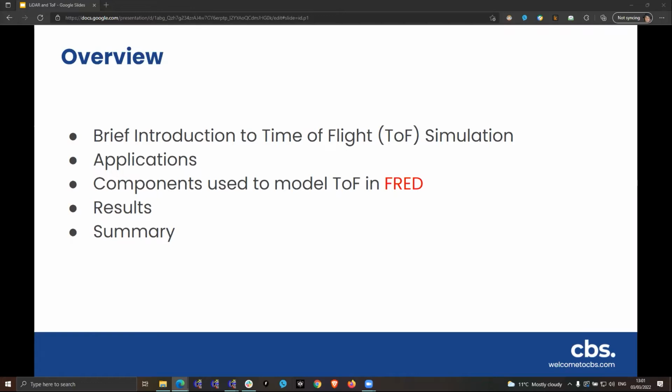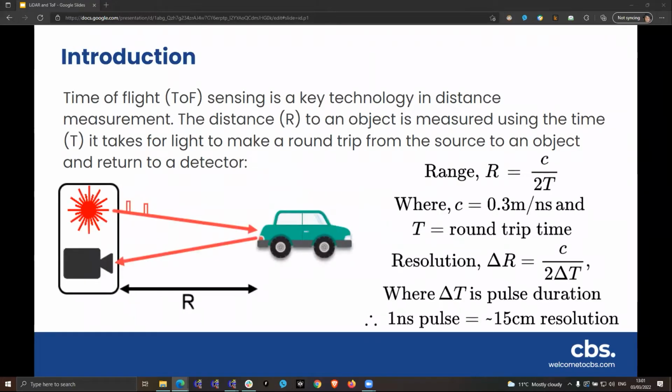So time of flight simulations, what are they? Time of flight sensing is a key technology for measuring distance. The distance r to some object is measured using the time t that it takes for light to make a round trip from the light source. We bounce that source off the object we wish to measure, and then the light returns to some sensor. We can calculate this distance r from the time it took for our light pulse to travel that round trip. It's a very simple calculation.